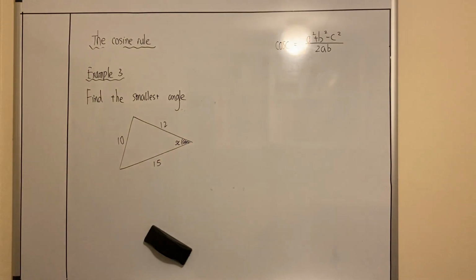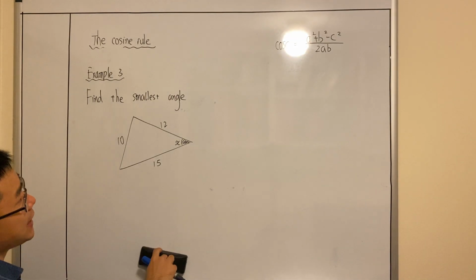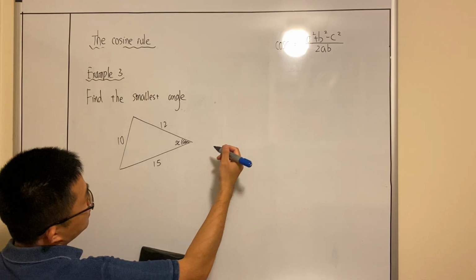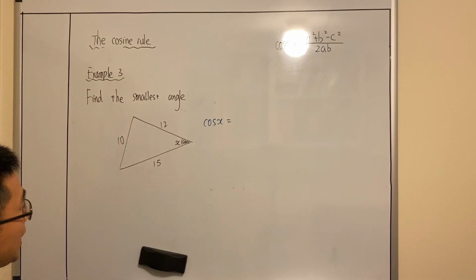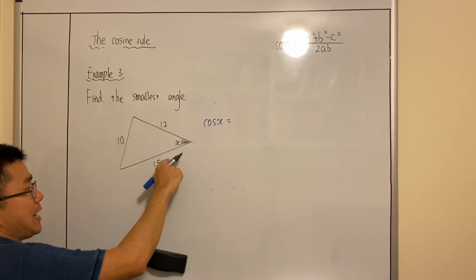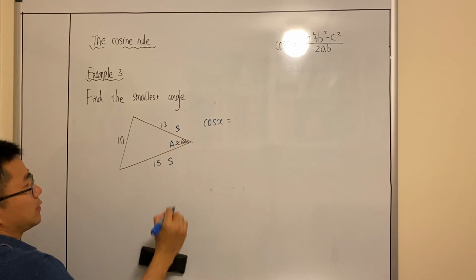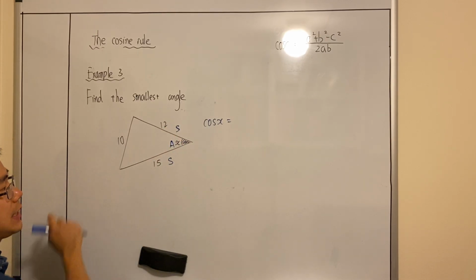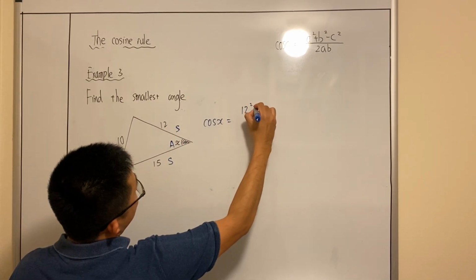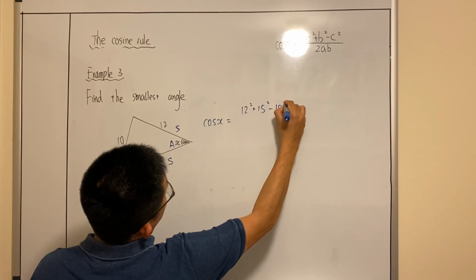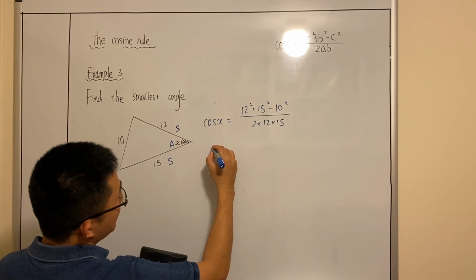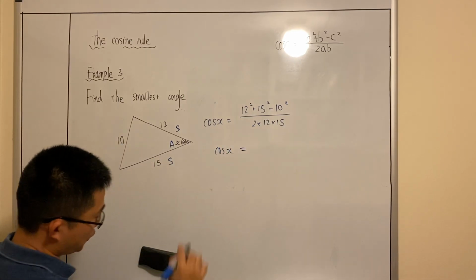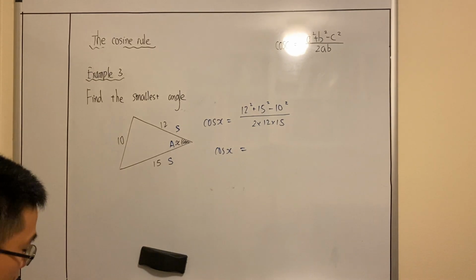Once you know which angle you're finding, you should be able to work out the smallest angle by using the formula. So let's try one more time. Cosine x is equal to, which one's A and B? Has to be SAS. That's A and B, and that's C here. So it'll be 12 squared plus 15 squared minus 10 squared over 2 times 12 times 15. So cosine x is equal to, do the calculation on the right.